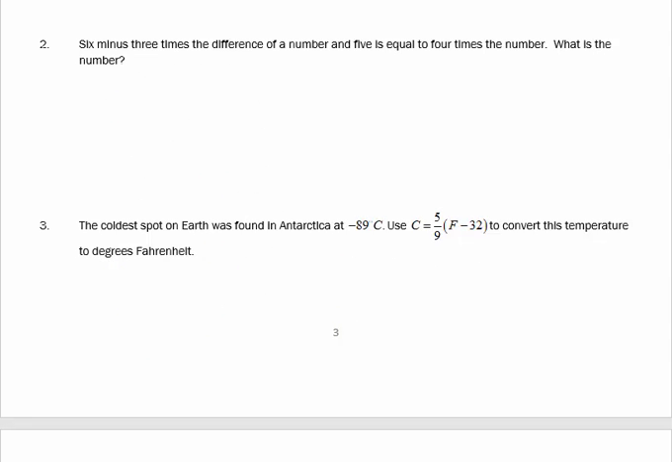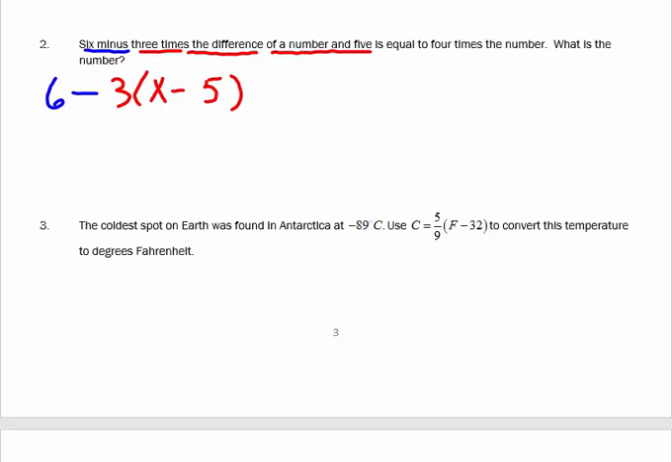Number 2, 6 minus 3 times the difference of a number and 5 is equal to 4 times the number. What is the number? Alright, so again, this is another straight translation. Let's start by going left to right. 6 minus. So there's your 6 minus. The next part is a little bit more challenging. 3 times, so that we know that means to multiply. The difference, that means to subtract. What are we subtracting? A number and 5. So we need to do 3 times, let's use parentheses to show times, the difference of a number and 5. Difference means to subtract, so the number will be x, and we need to subtract 5.